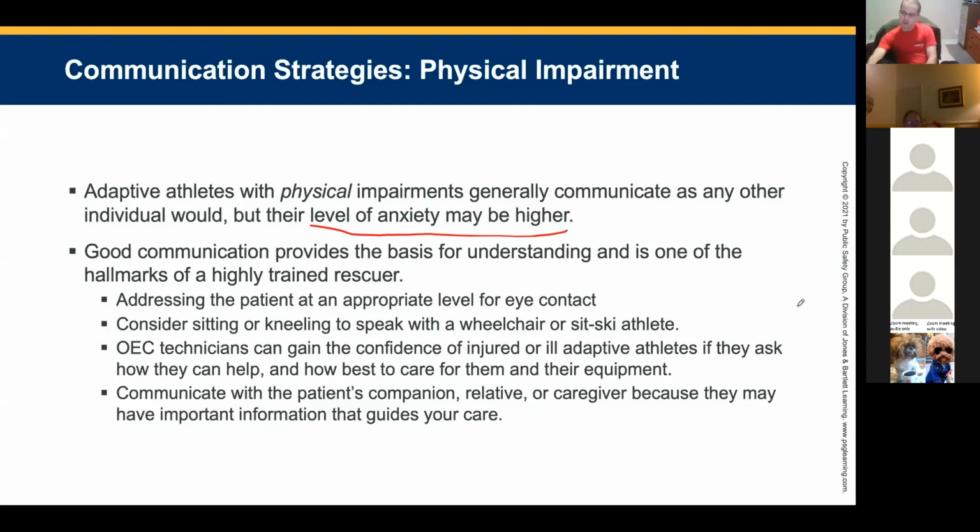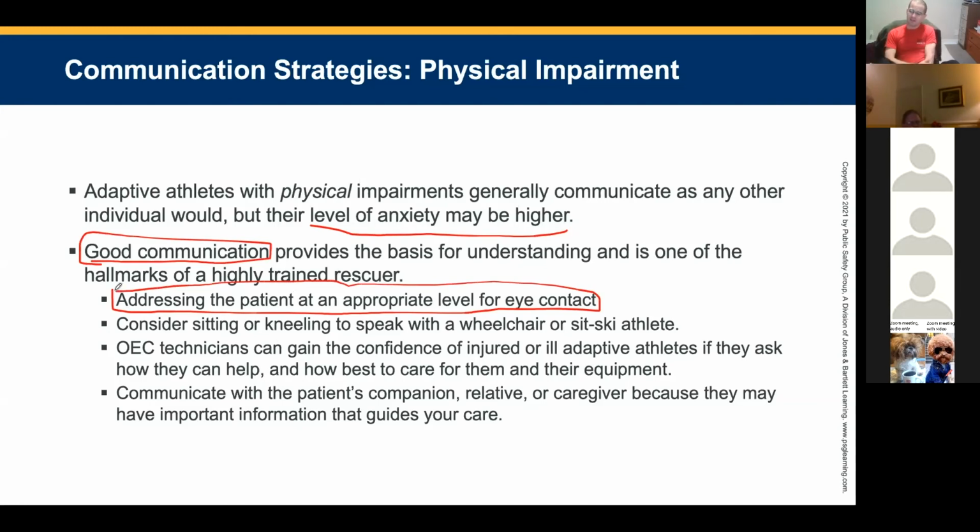However, good communication provides the best basis for understanding and is one of the hallmarks of a highly trained rescuer. So we want to make sure that we're communicating and using good communication techniques. And this includes addressing the patient at an appropriate level for eye contact, regardless of whether or not the patient is physically or mentally impaired, or whether they don't have any impairments.